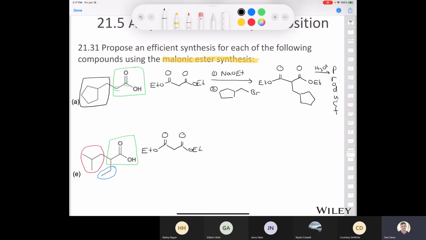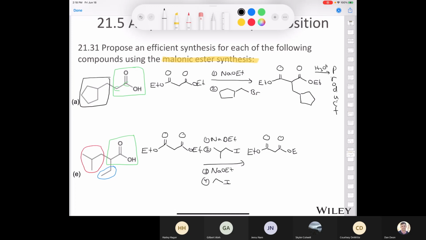It doesn't matter if we add the isobutyl group first or if we add the ethyl group first. It's neither here nor there. Let's start and we'll add the isobutyl group first. So we'll put sodium ethoxide, and then we'll put isobutyl iodide. Third, we're going to put sodium ethoxide again. Then we're going to put in ethyl iodide like this. And again, it could be bromide, it could be chloride. And what that would give you would be this compound.